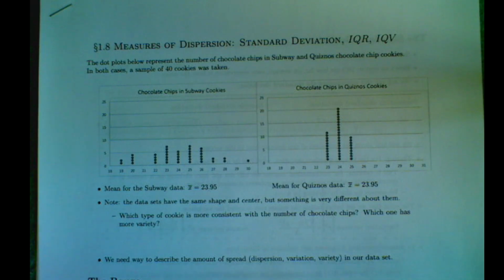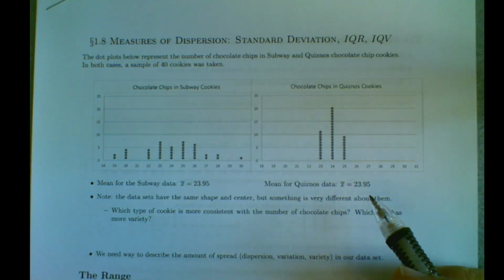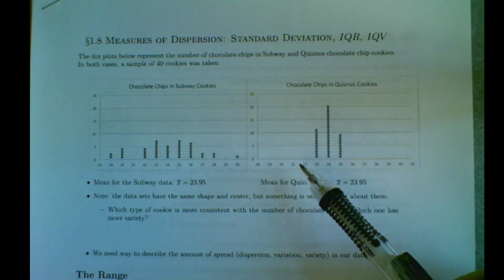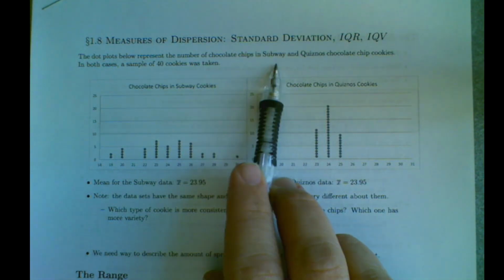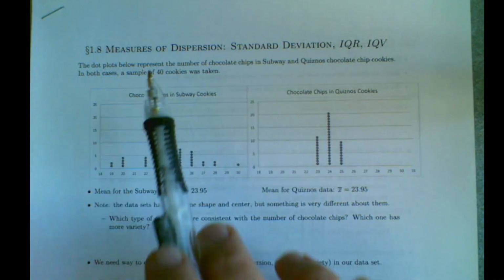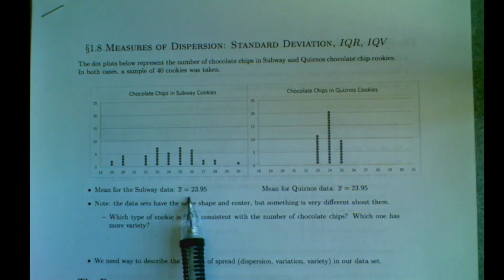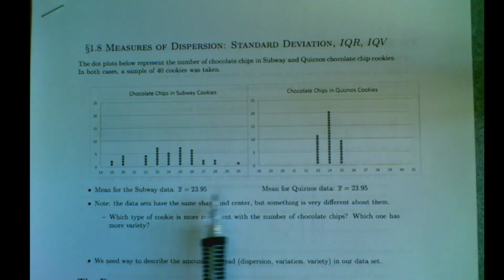Okay, so just to get us thinking about why we might care about how much spread or dispersion there is in the data set, let's consider these two cases. The dot plots below represent the number of chocolate chips in Subway and Quiznos chocolate chip cookies. In both cases, a sample of 40 cookies was taken. Now, it's interesting to note that the sample mean for each data set is the same, 23.95.